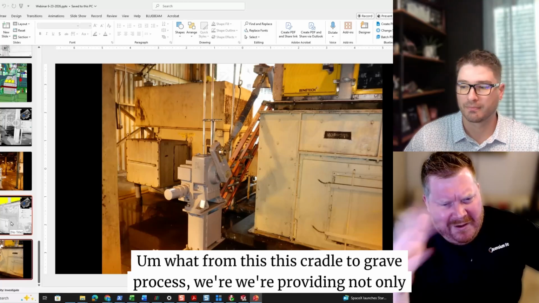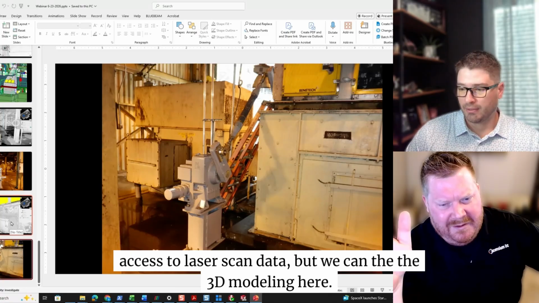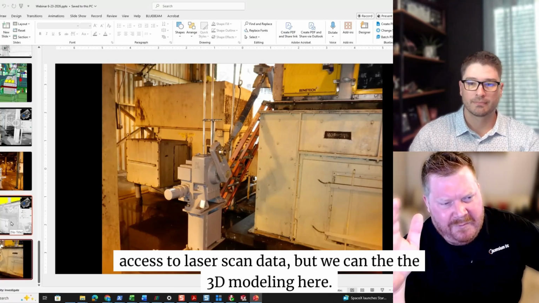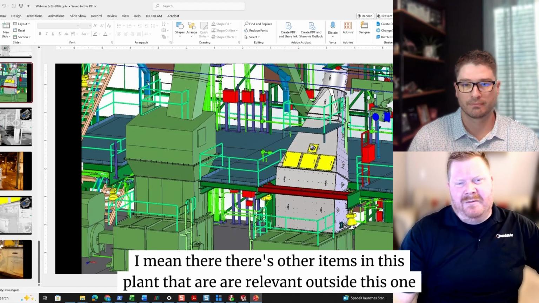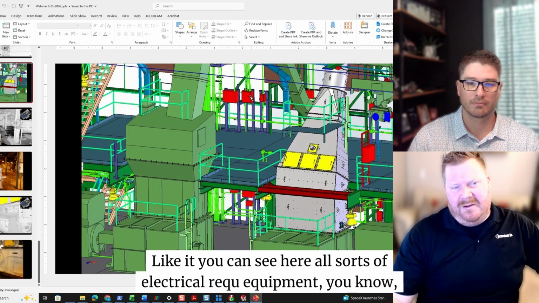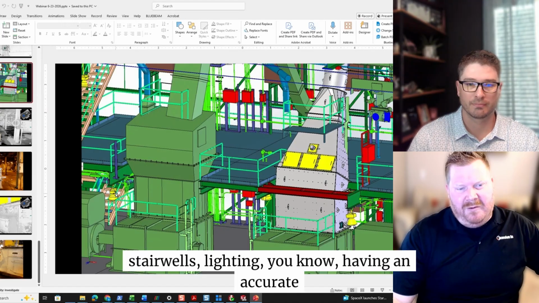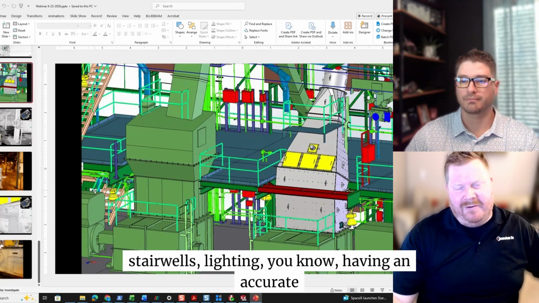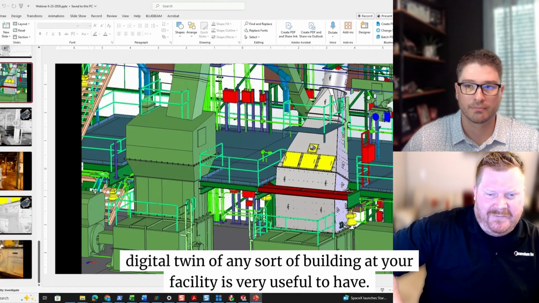From this cradle to grave process, we're providing not only access to laser scan data, but also the 3D modeling here. I mean, there are other items in this plant that are relevant outside this one application. Like you can see here, all sorts of electrical equipment, stairwells, lighting. Having an accurate digital twin of any sort of building at your facility is very useful to have.